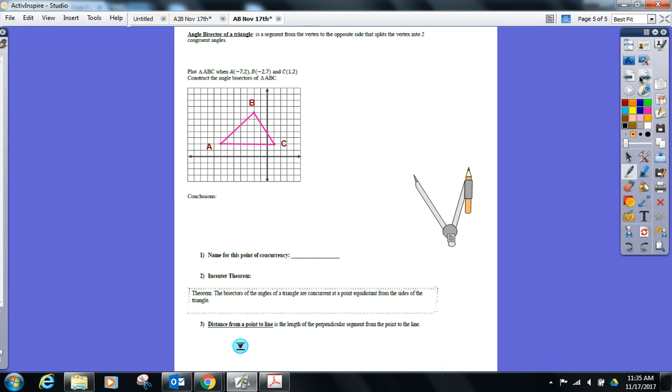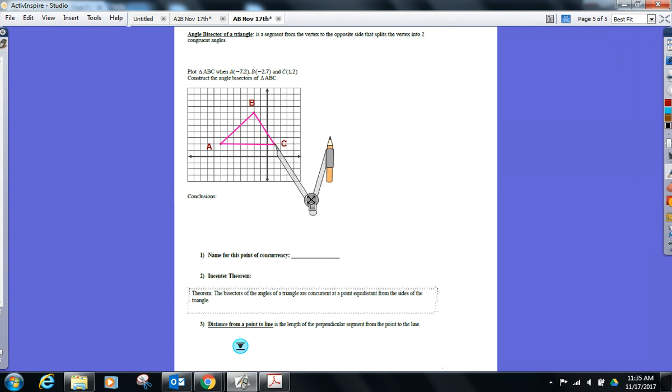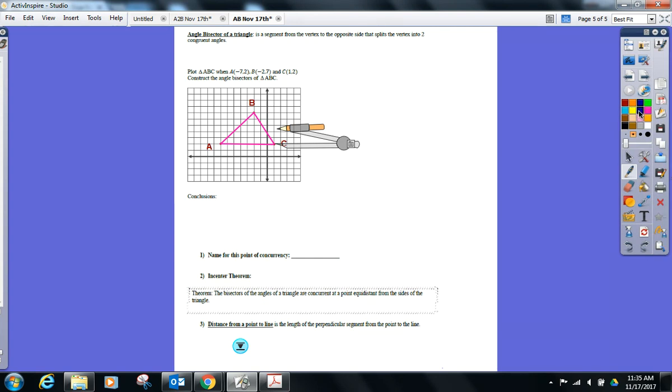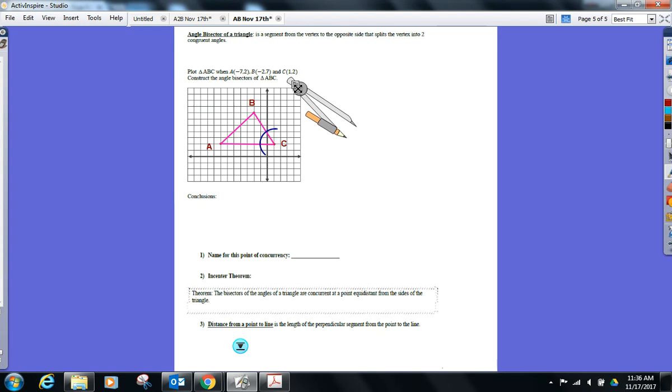Okay, so we're going to do the angle bisectors for all 3. Let's first start out by bisecting angle C. So go ahead, put your compass point on angle C. And you want to make an arc that intersects angle C in 2 spots. Okay, intersects it in 2 spots. Put your compass point on one of those points of intersection.